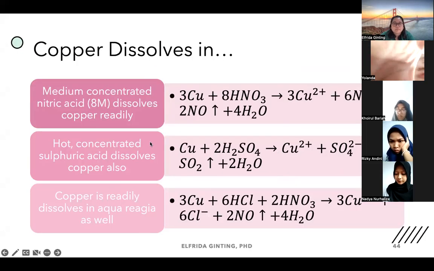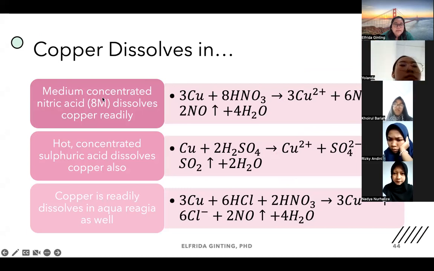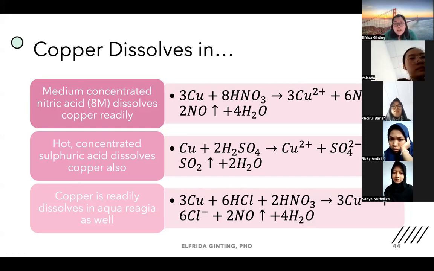But again, copper dissolves in medium concentrated nitric acid, right? And then copper also dissolves in hot concentrated sulfuric acid. Copper also dissolves in aqua regia. So hydrochloric acid by itself won't dissolve copper. But when you mix hydrochloric acid with nitric acid, then copper will be dissolved.